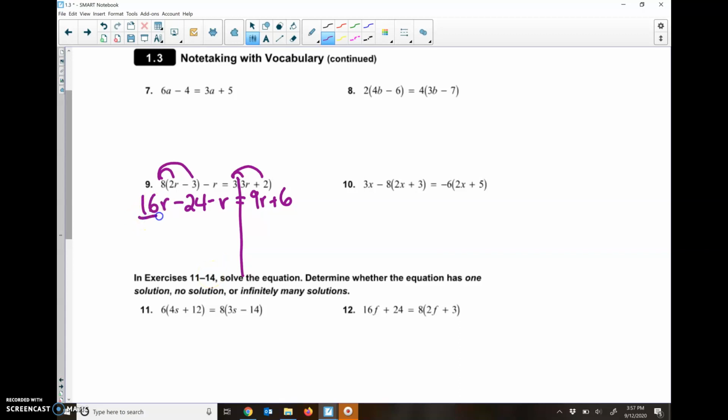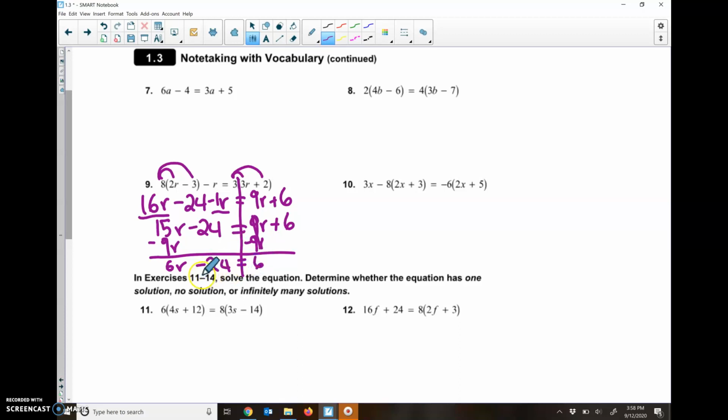So I'm going to do that. I have a 16r minus a 1r. Remember, that's a 1r. So 16 minus 1 is 15r. Minus 24. Right side, I really don't have anything to combine. I have a 9r and a 6, and I can't combine those. All right. And then I have 9r plus 6. So I'm going to subtract 9r because it's positive. So that leaves me with 6r minus 24 equals 6.